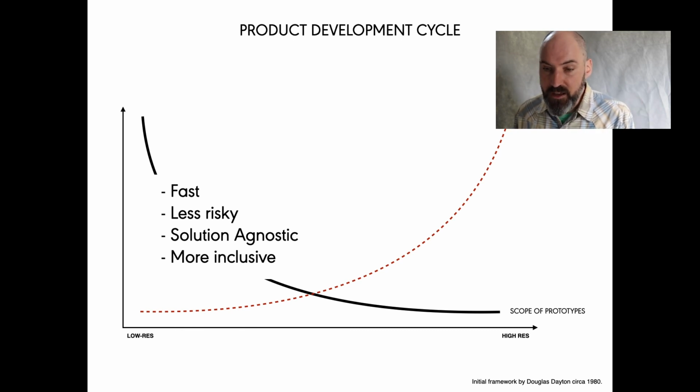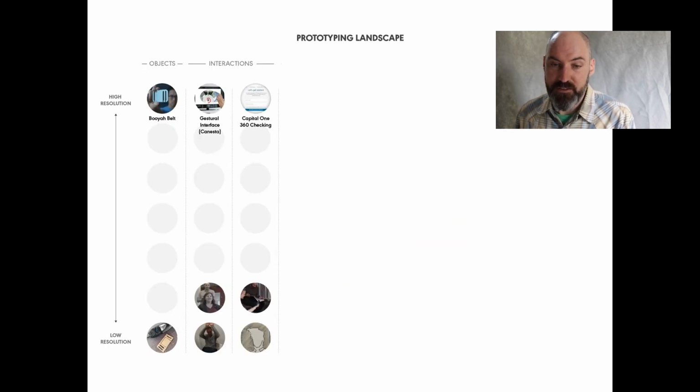Now, if we think about the prototyping landscape, here there are objects, right? So there's low resolution. This was a belt company that I made, Booyah Belt. The first prototype I made for it was actually out of a piece of cardboard. The one I'm showing here is even higher than that. There are interactions. There are lots of ways to explore.